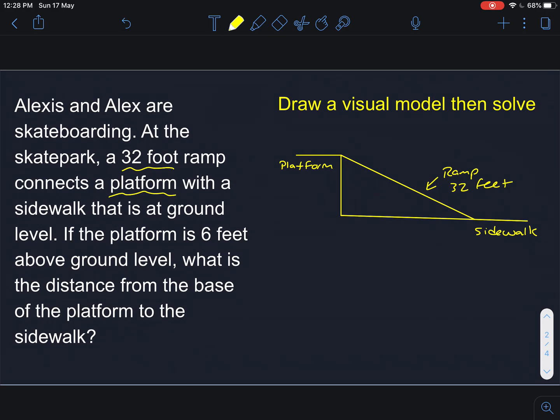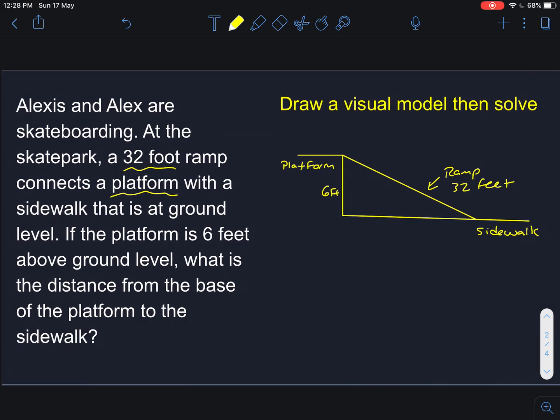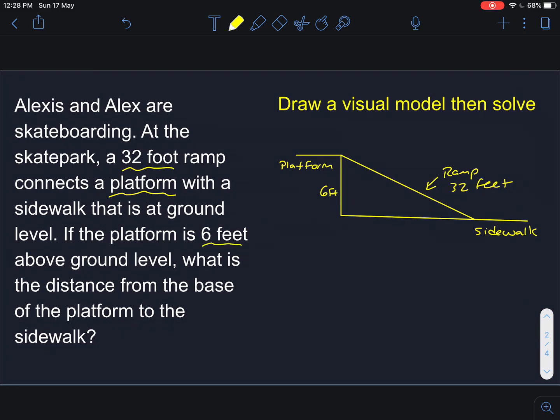And on this problem, it says the platform is 6 feet above ground level. So this would be the distance above ground level, because it says the sidewalk is at ground level. When you're given a length like this, we are making an assumption that this is a 90-degree angle, because you always measure height. Like if I'm going from a point down to a line, just like when you measure the height of a triangle, it always has to make a 90-degree angle. Okay, so that is my picture.